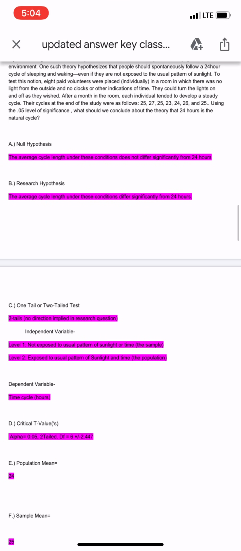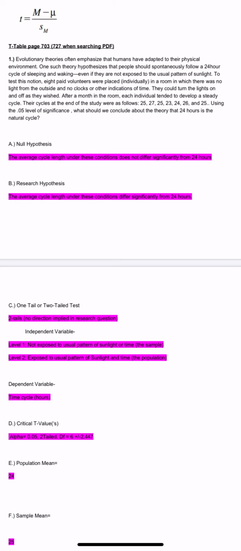All right. So evolutionary theories often emphasize that humans have adapted to their physical environment. One such theory hypothesizes that people should spontaneously follow a 24-hour cycle of sleeping and waking, even if they are not exposed to the usual pattern of sunlight. To test this notion, 8 paid volunteers were placed individually in a room in which there was no light from the outside and no clocks or other indications of time. They could turn the lights on and off as they wished. After a month in a room, each individual tended to develop a steady cycle. Their cycles at the end of the day were as follows: 25, 27, 25, 23, 24, 26, 25. Use the 0.05 level of significance.